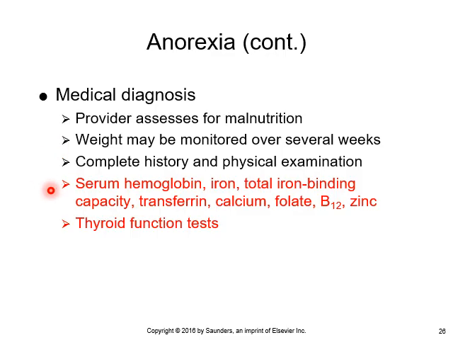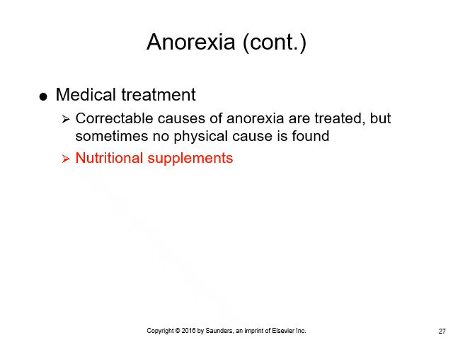Also, we would do labs like serum hemoglobin, iron, total iron binding capacity, transferrin, calcium, folate, vitamin B12, and zinc. And then we will check for the thyroid function tests. How to treat this condition is correctable by assessing what is causing the anorexia.